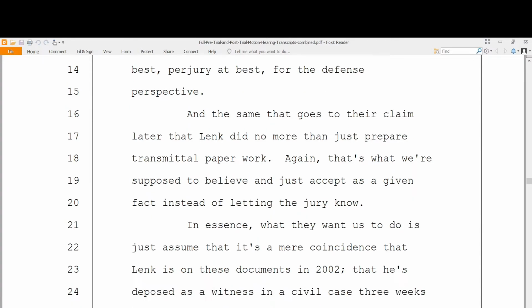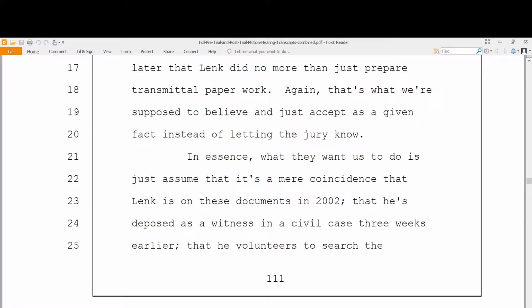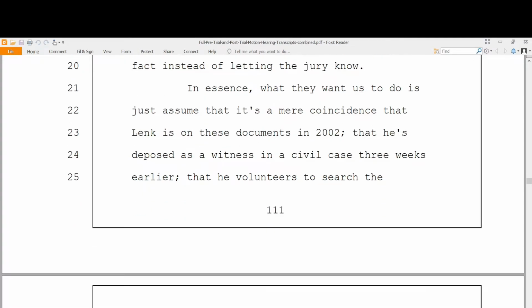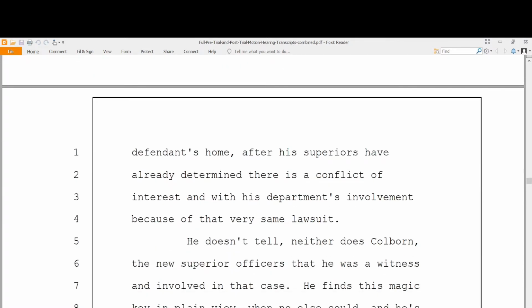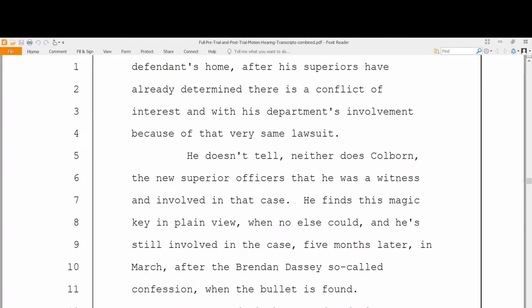transmittal paperwork. Again, that's what we're supposed to believe and just accept as a given fact instead of letting the jury know. In essence, what they want us to do is just assume that it's a mere coincidence that Lenk is on these documents in 2002, that he's a deposed witness in a civil case 3 weeks earlier, that he volunteers to search the defendant's home after his superiors have already determined that there is a conflict of interest, and with his department's involvement because of the very same lawsuit.